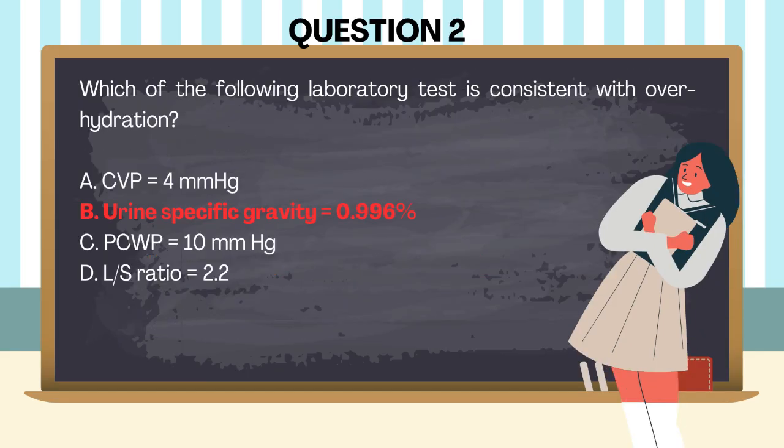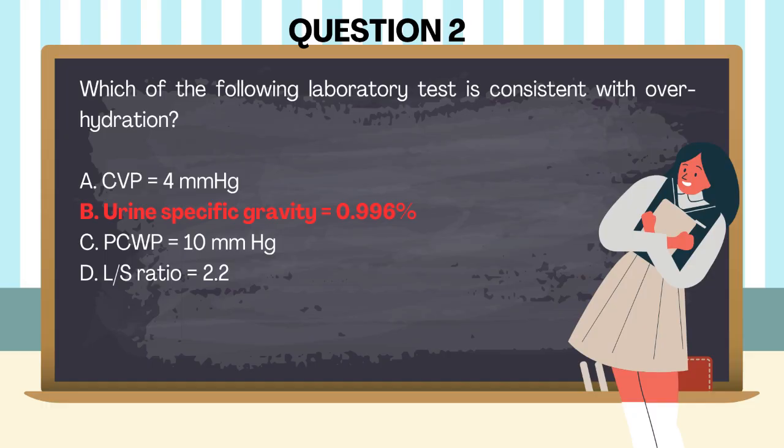Question number 2. Which of the following laboratory tests is consistent with overhydration? And the correct answer is letter B, urine specific gravity, with 0.996. It could suggest or indicate that the urine is too dilute, possibly due to drinking too much fluid or conditions like diabetes insipidus or kidney disease.